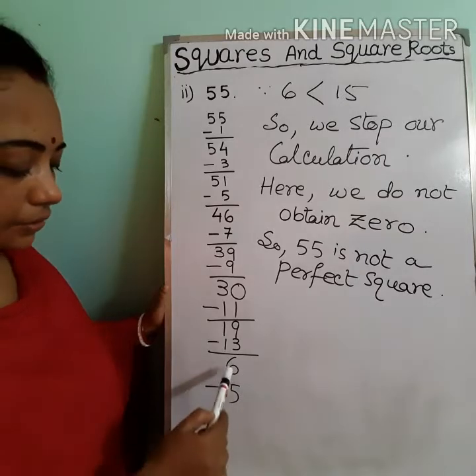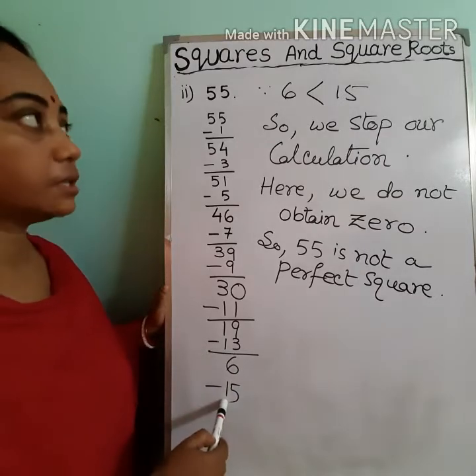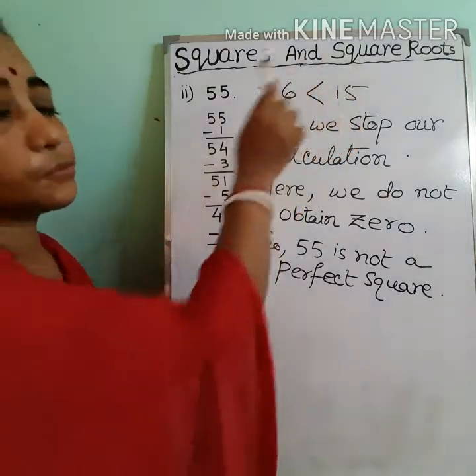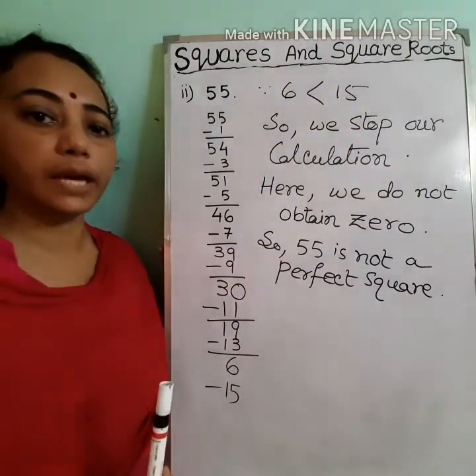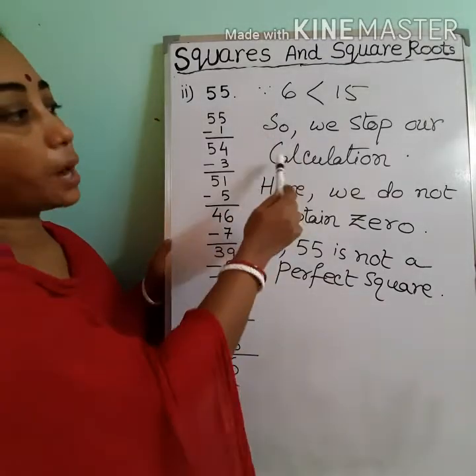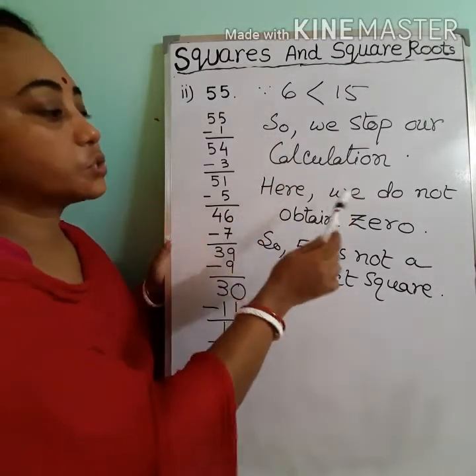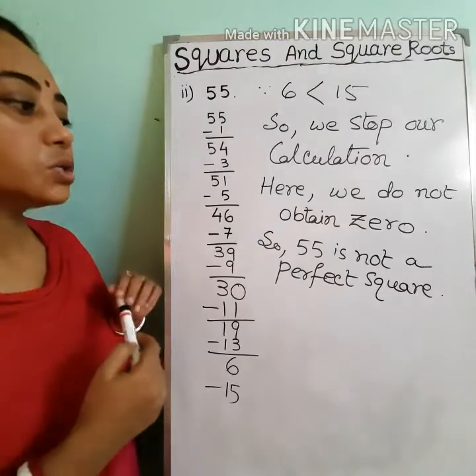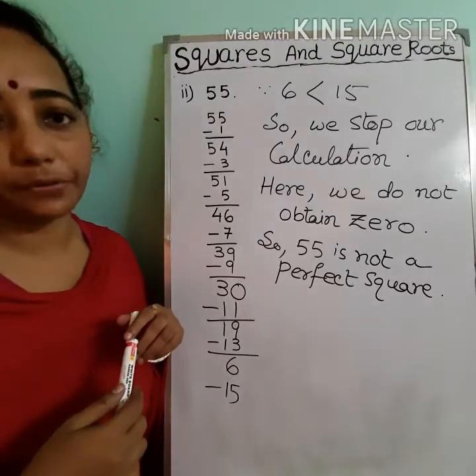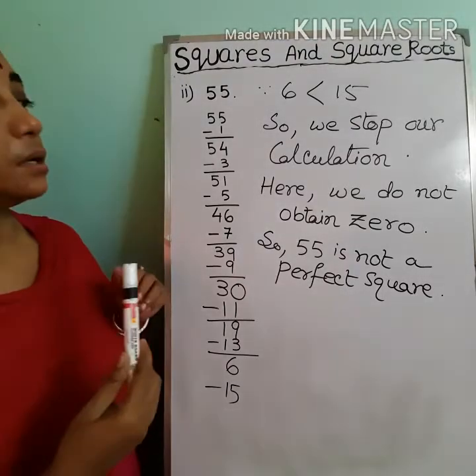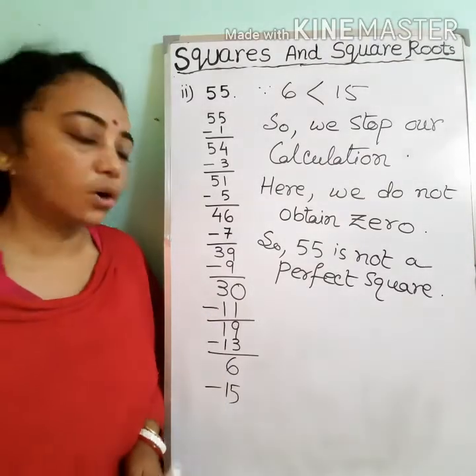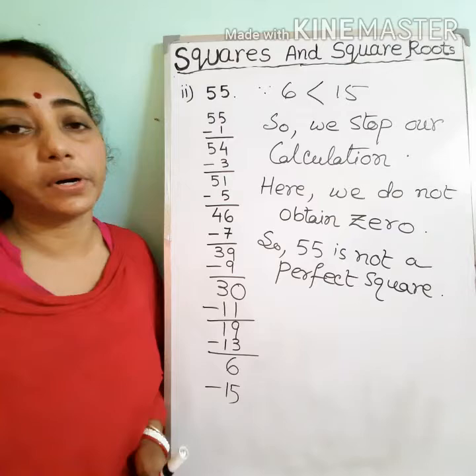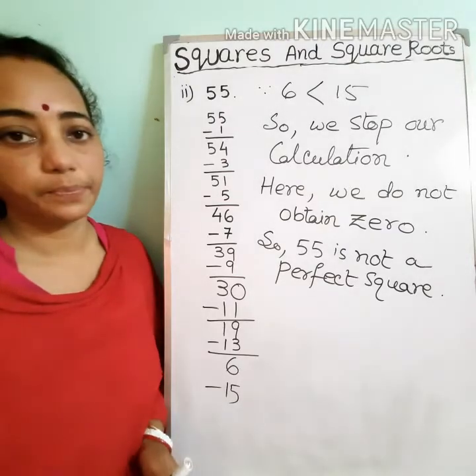Now after that the next odd number is 15, but 6 is less than 15. So here we will get a negative number. We will never get 0. So we stop our calculations, and here we do not obtain 0. So 55 is not a perfect square because in the subtractions we are not getting 0.